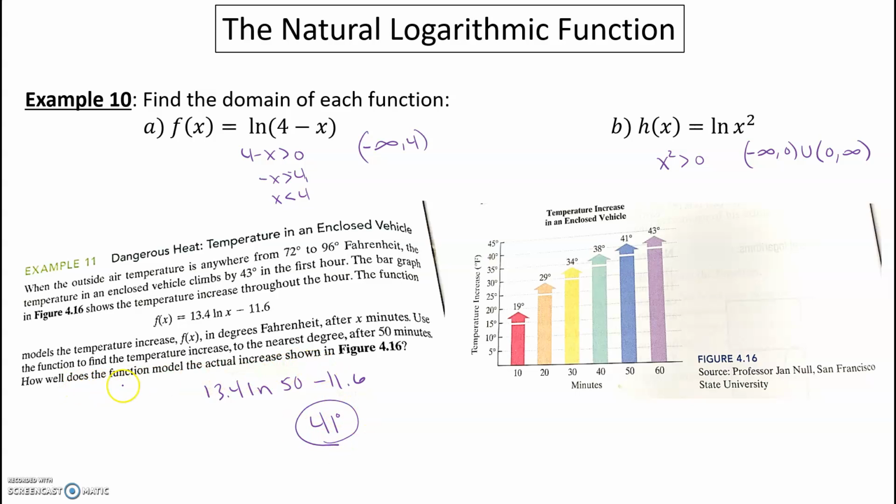And they ask you how well does the function model the actual increase. So after 50 minutes, it went up 41 degrees. So actually it models it really well.